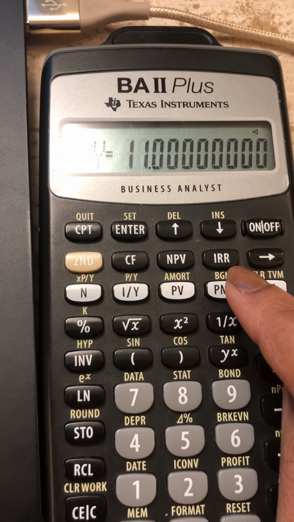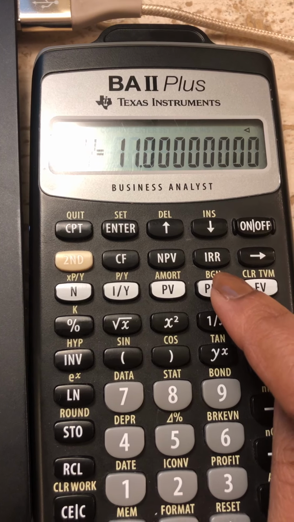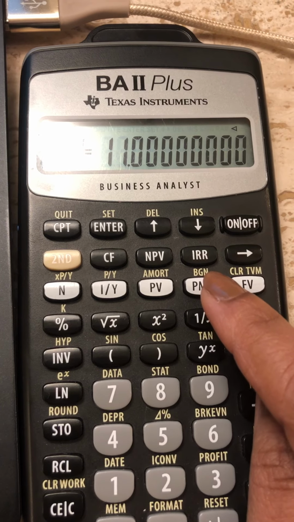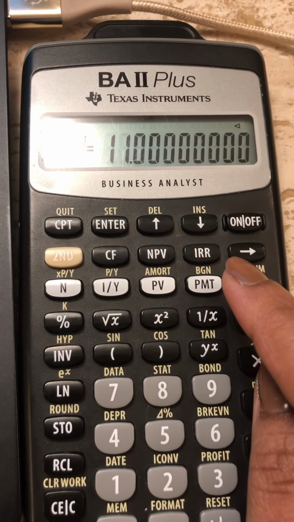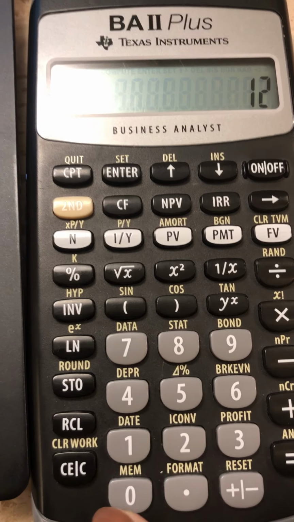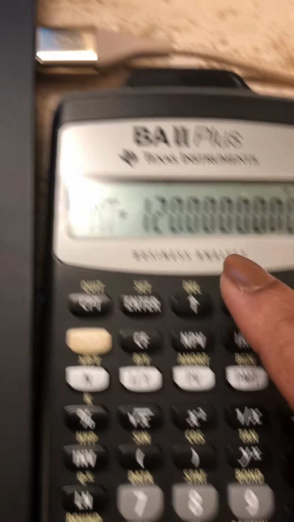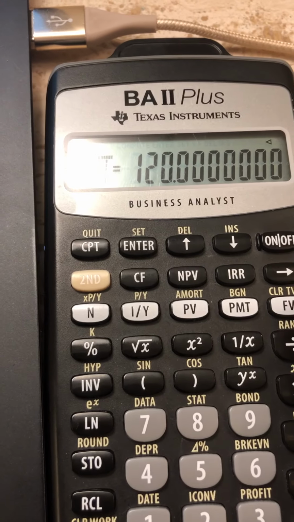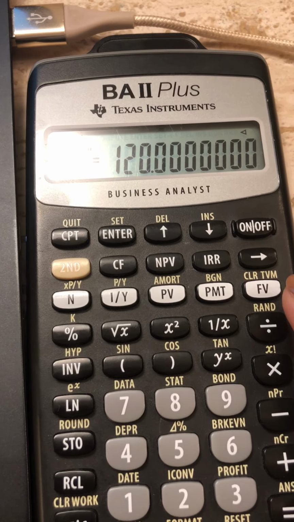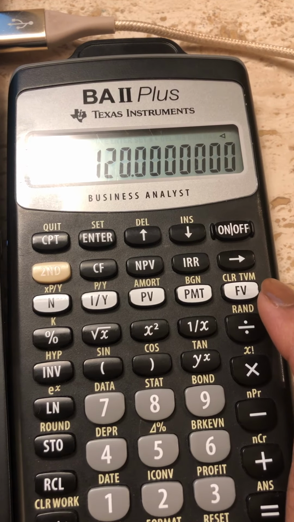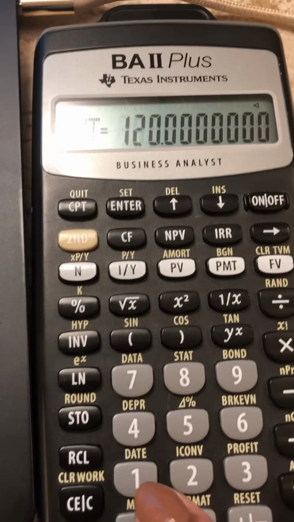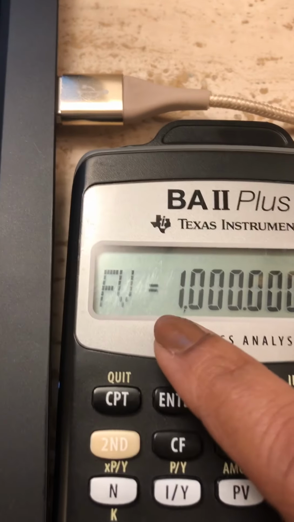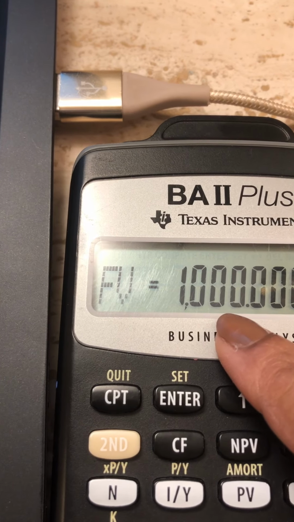This bond gives me a 12% coupon rate annually. So calculating the PMT essentially would be the 12% of $1,000 or $120. I'm going to put in the 120 and then hit the PMT to set my PMT equal to 120. I have the face value, the future value of the bond, which is the principal I'm going to receive when the bond matures. So essentially the face value of $1,000. So I put in 1,000 and then hit the FV to set the face value equal to 1,000.